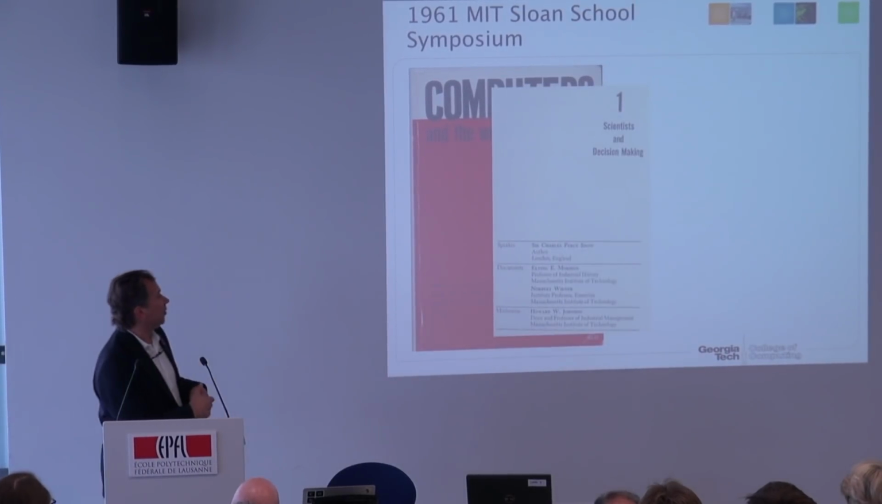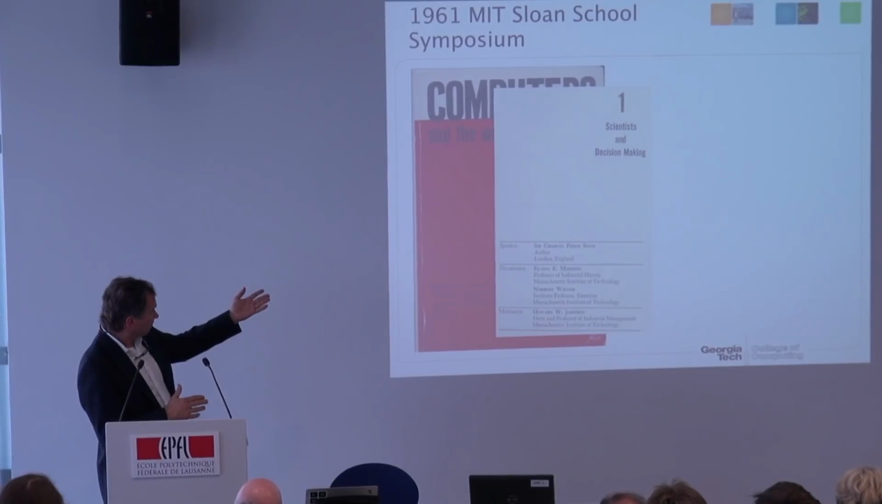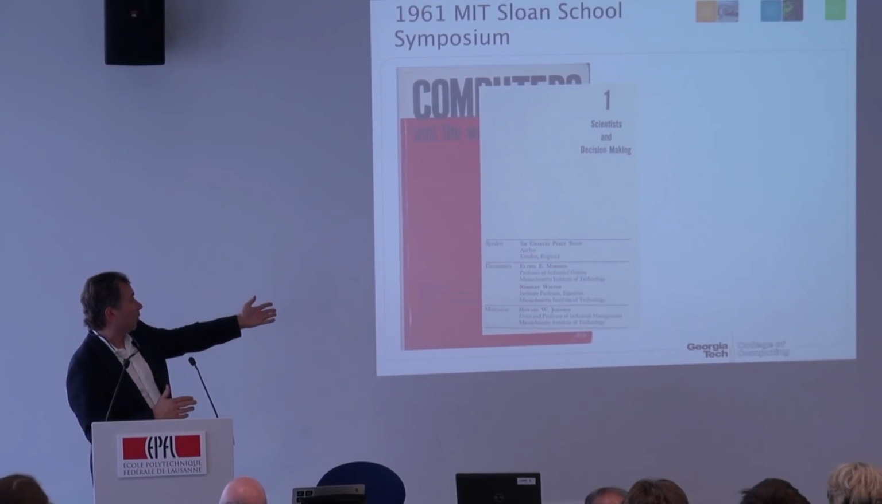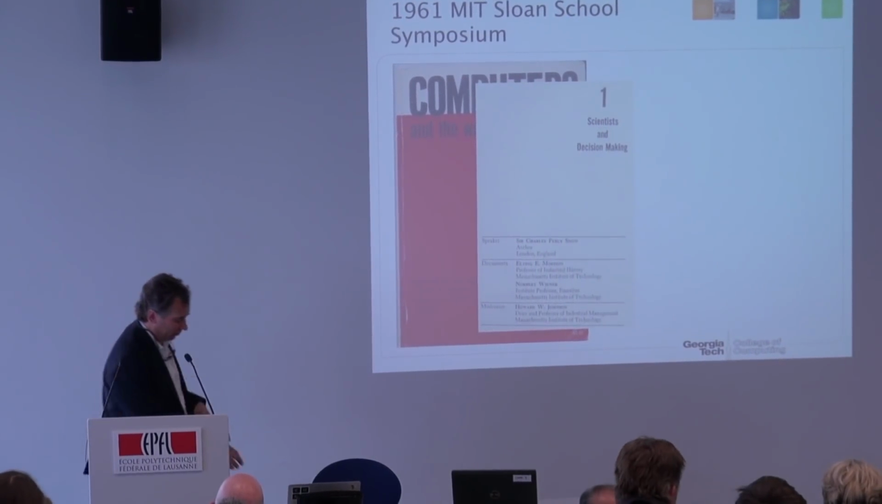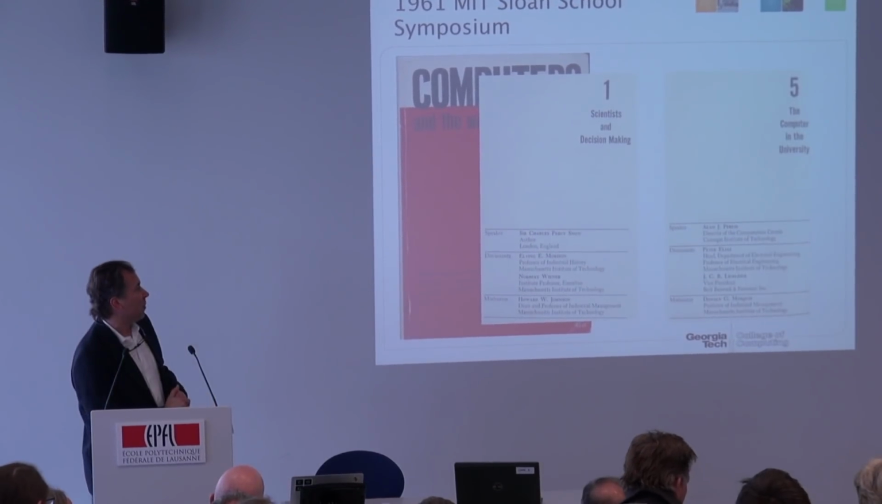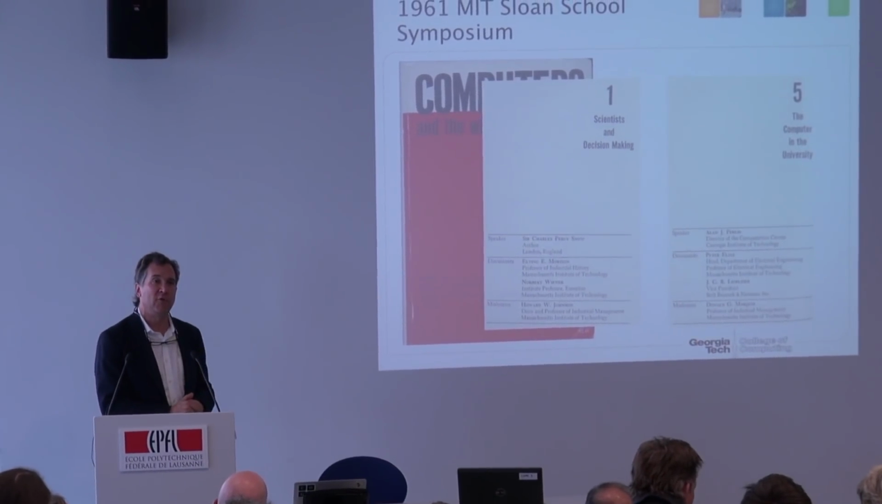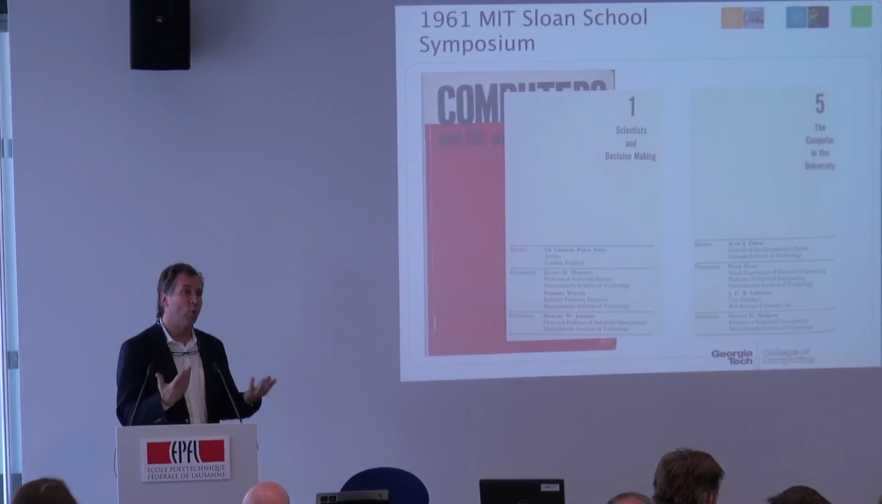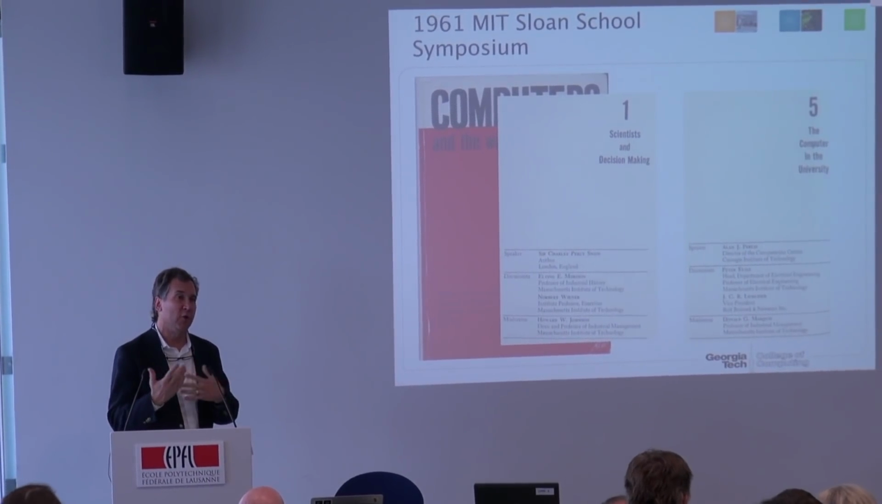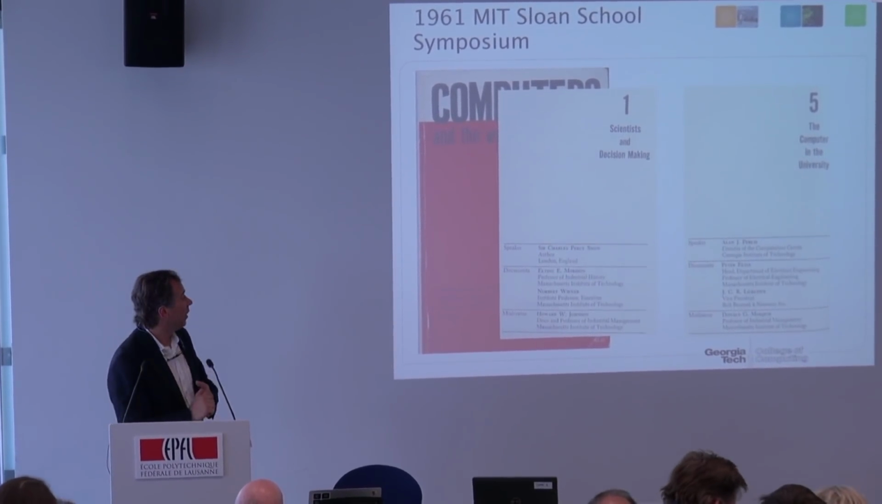So one of the speakers was C.P. Snow. And one of his discussants was Norbert Wiener, the inventor of cybernetics. Another one of the speakers was Alan Perlis, the very first ACM Turing Award winner. The Turing Award is to computer science as the Nobel Prize is to just about everything else.